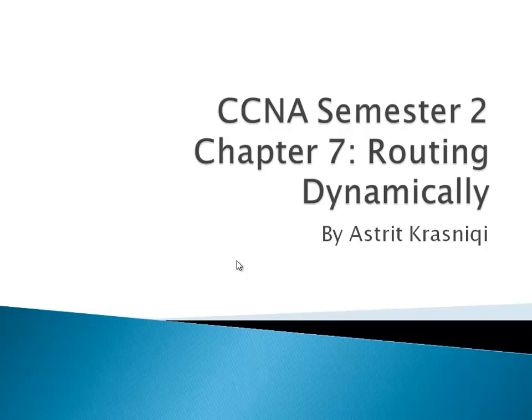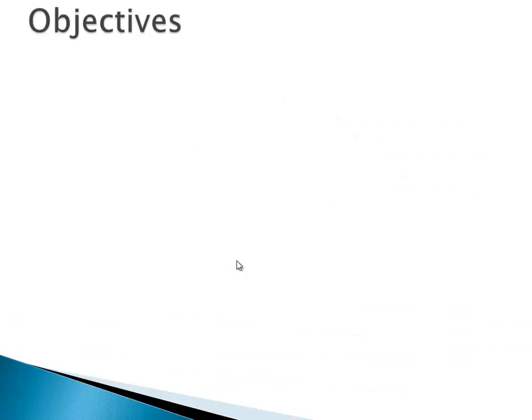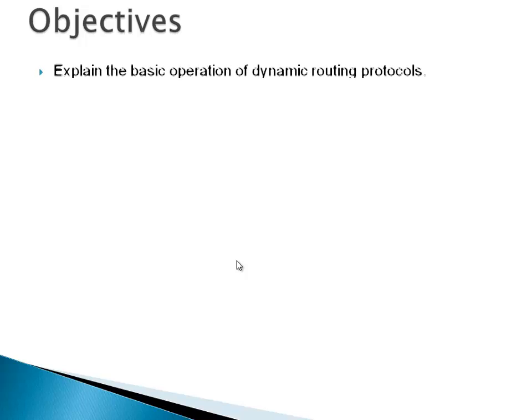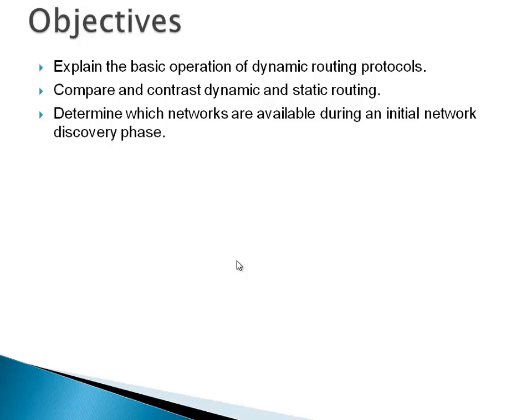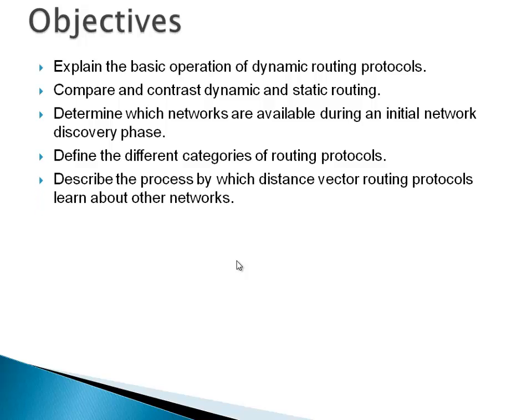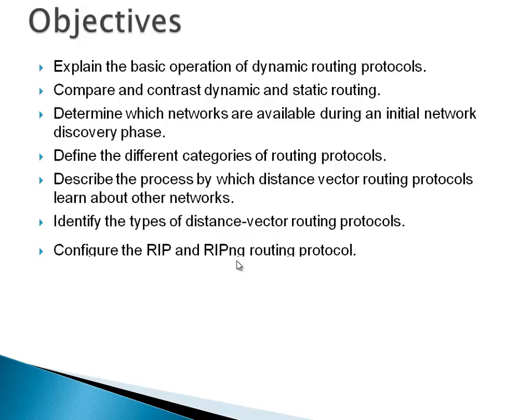Today we are covering CCNA Semester 2, Chapter 7, Routing Dynamically. Objectives for this lesson are to explain the basic operations of dynamic routing protocols, compare and contrast dynamic and static routing, determine which networks are available during the initial network discovery phase, define the different categories of routing protocols, describe the process by which distance vector routing protocols learn about other networks, identify the types of distance vector routing protocols.